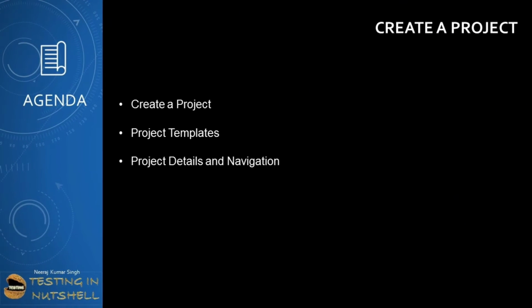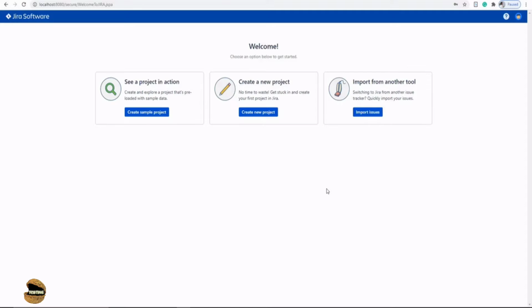As a part of this tutorial, we will be creating a new project in our server instance. Then understanding what project templates are available as a part of a Jira server instance, and what exactly the project details are when you enter after creating the project, and a quick navigation to different options. To begin with, the very first thing we have to start with is creating a new project.